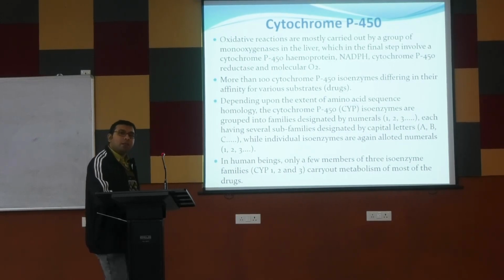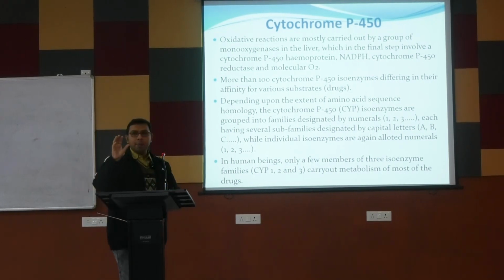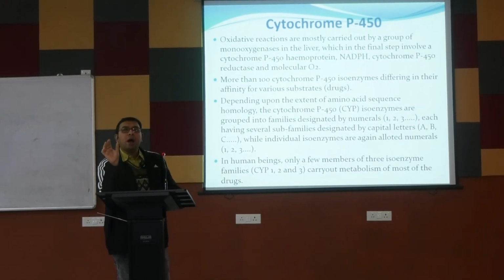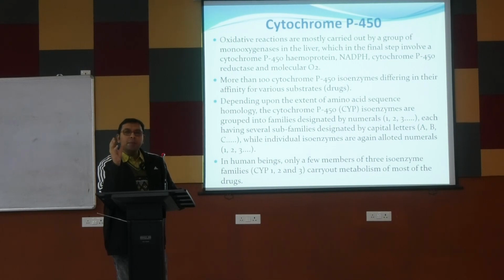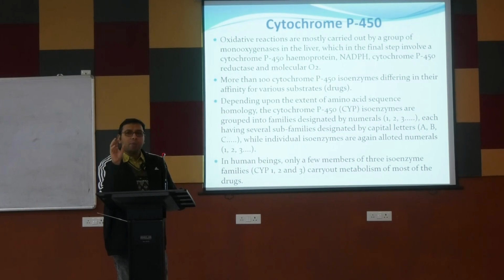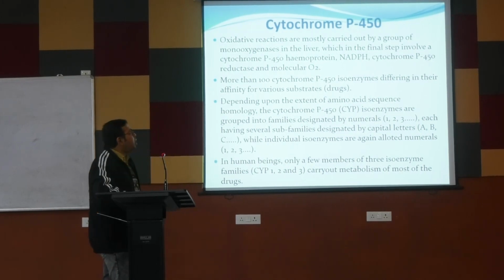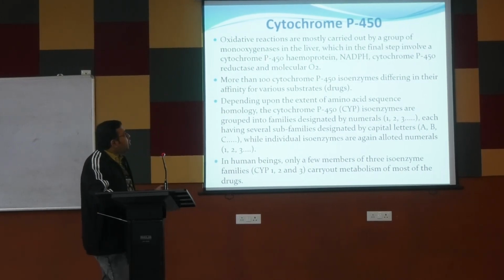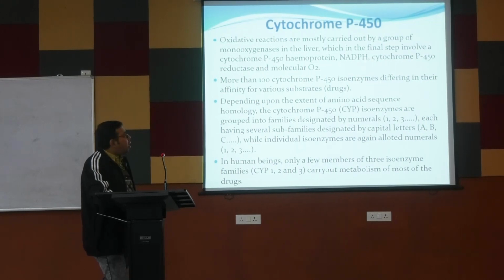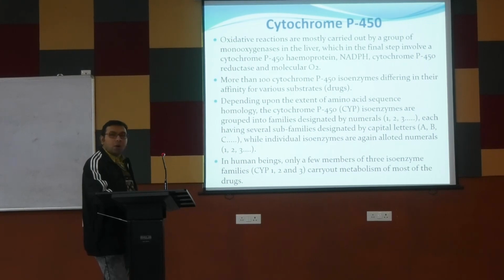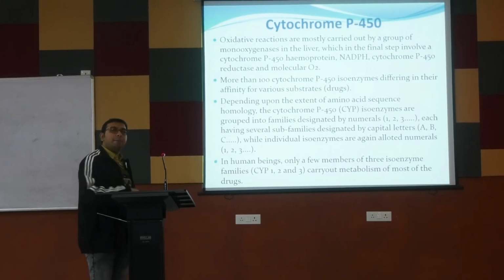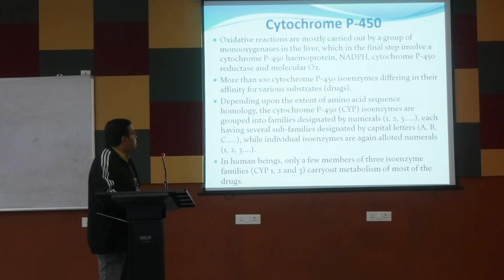Hemoprotein means there are heme and protein conglomerated together. Heme is basically a structure that contains different types of molecules, carbon molecules, nitrogen molecules, and within this, the cytochrome P450 hemoprotein is there. Apart from this, NADPH cytochrome P450 reductase is another enzyme that helps cytochrome P450, along with molecular oxygen. So these are needed mainly for the oxidation reactions.